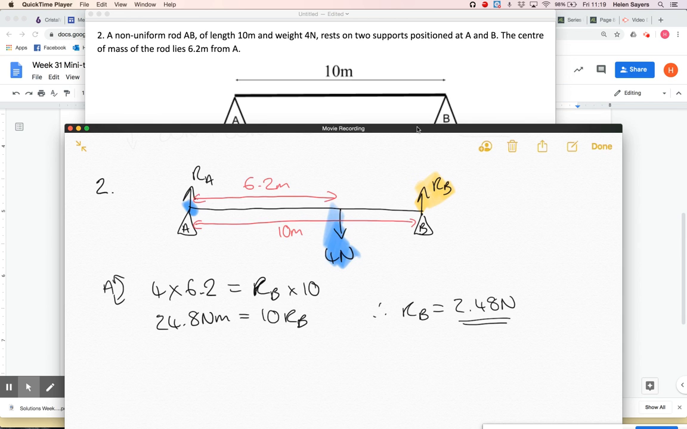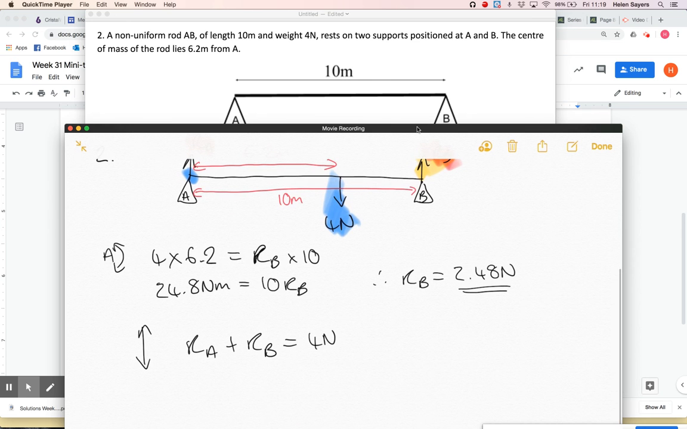resolve the forces vertically. The total upward forces are the reaction at A plus the reaction at B, and the only downward force is the 4 newtons down. So together they must add up to 4 newtons. The way I've done it, I found the reaction at B first, so now I can find the reaction at A.